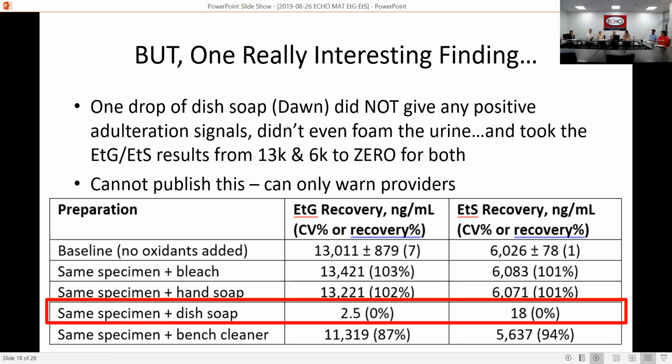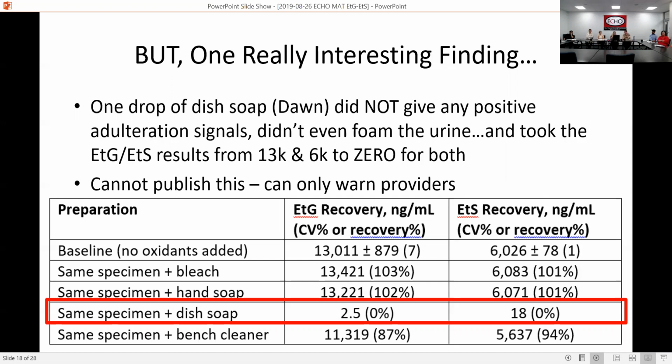So what's in dish soap that's not in hand soap? That's a good question. There's something in Dawn, because it's the only one we tested. It was what was in the break room. So, you know, drop in there. But there's got to be a component in the detergent that is capable of cleaving those glucose and sulfate groups off so that we can detect it ahead of time.